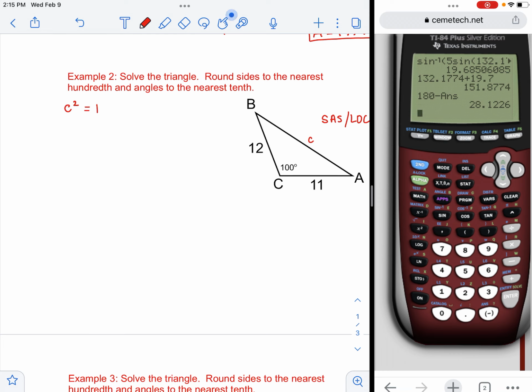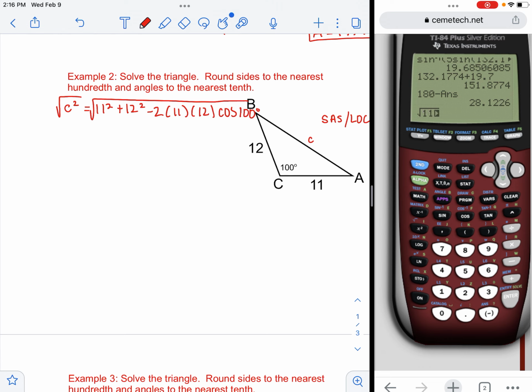So law of cosines: C squared equals 11 squared plus 12 squared minus 2 times 11 times 12 times the cosine of 100 degrees. I need to get C by itself. It's almost by itself. All I got to do is square root. And now I'm ready to type this in my calculator. So square root of 11 squared plus 12 squared minus 2 parentheses 11. Oops, that doesn't say 11. Good thing I'm looking. Parentheses 12, cosine of 100.